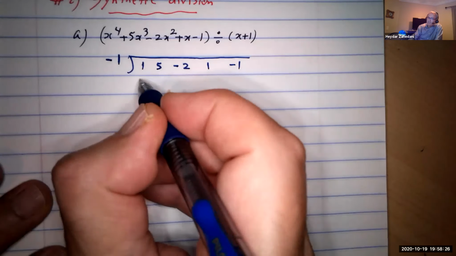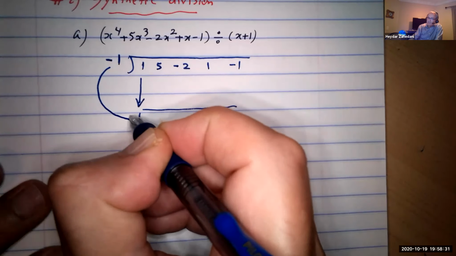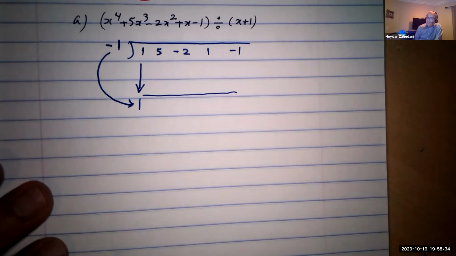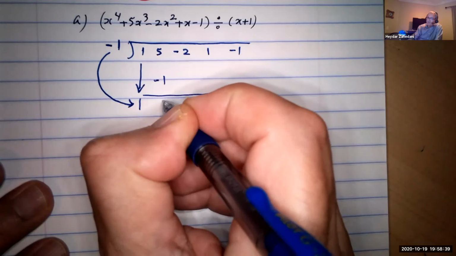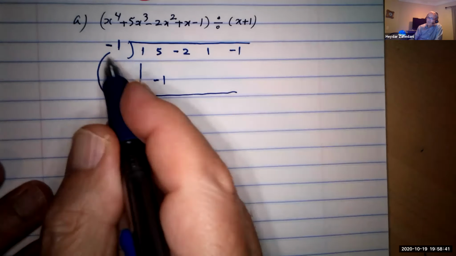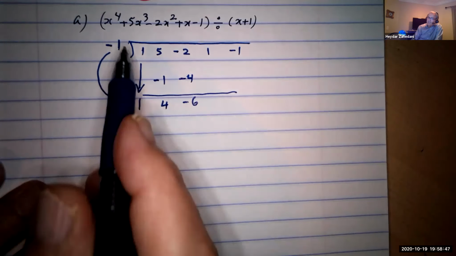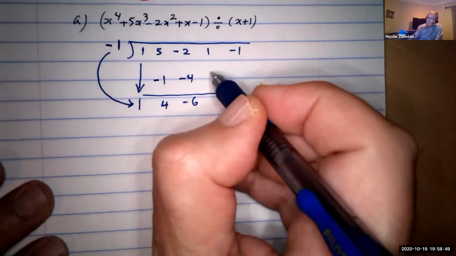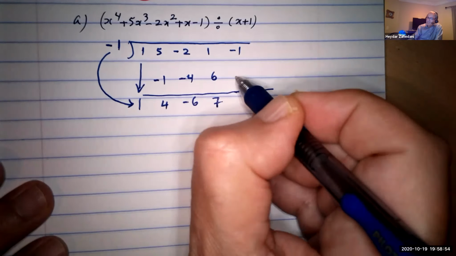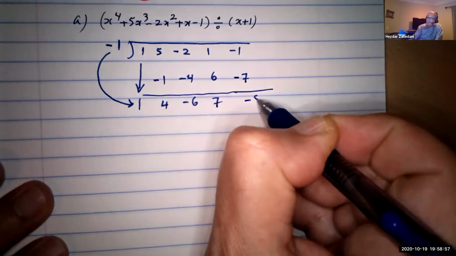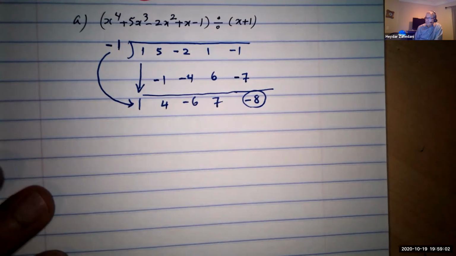Okay, you bring the 1 down, draw a line, and then start multiplying the negative 1 by these results. Negative 1 times 1 would be negative 1. So we add them together, that gives you 4. And then you repeat it. Negative 1 times 4 would be negative 4. So that gives you a negative 6. Negative 1 times negative 6 would be a positive 6. That gives you 7. Okay, negative 1 times 7 would be negative 7. That gives you negative 8. This would be the remainder.